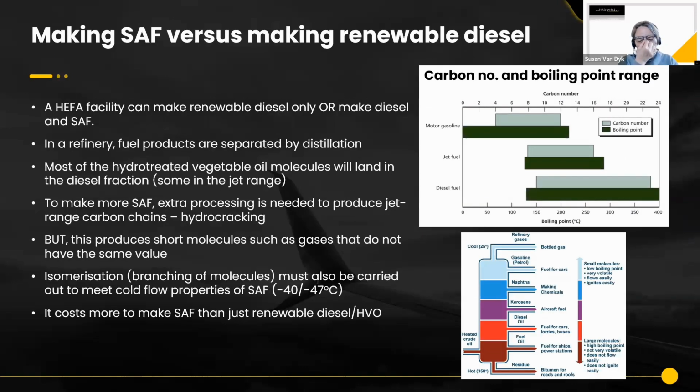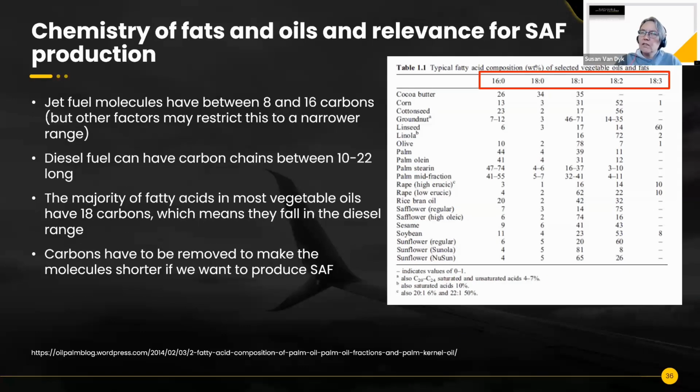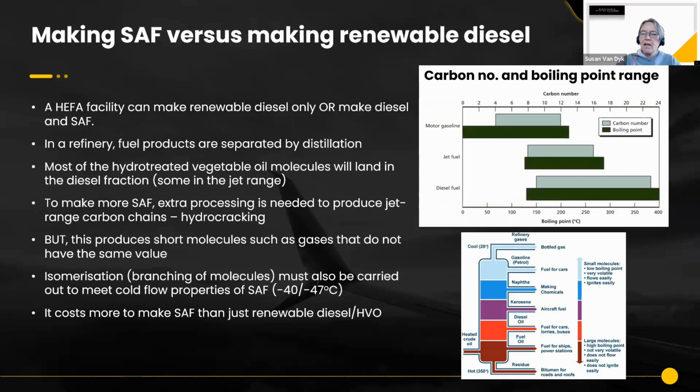So, as I explained, your oils and fats do not naturally have the right carbon length to make SAF. Most of these molecules fall in the diesel range. So when we look at a refinery, if you just hydrotreat your oils and fats, you basically will get molecules that are outside of the jet range. And so in a refinery, what you will see is that they use a distillation process to separate the different products. So here, if you look at carbon number, this is gasoline, this is jet fuel, and this is diesel. I know this is sort of complicated, but it's important to understand.